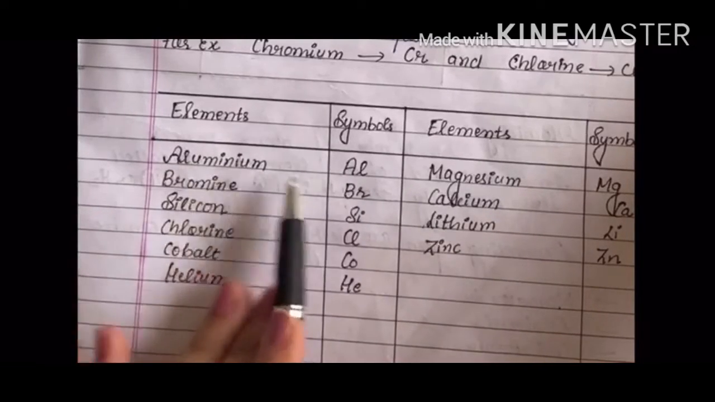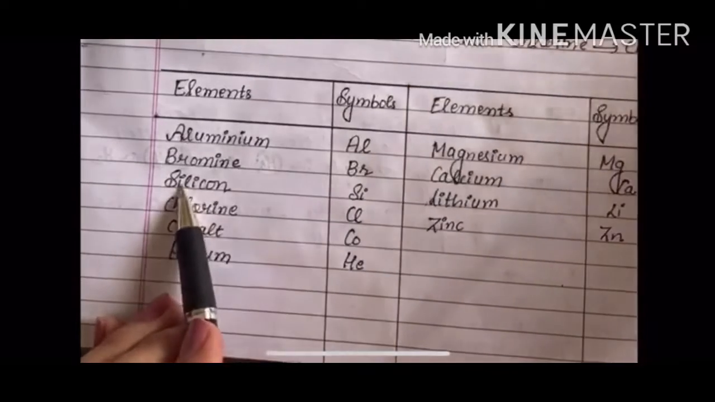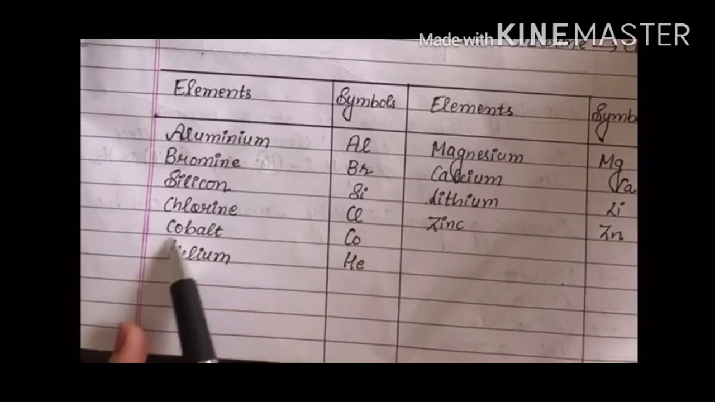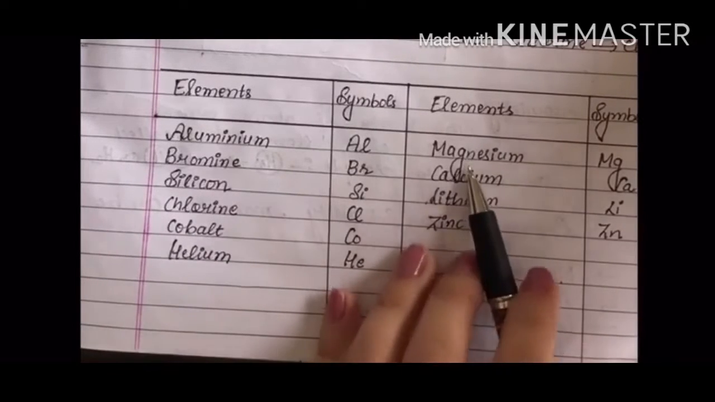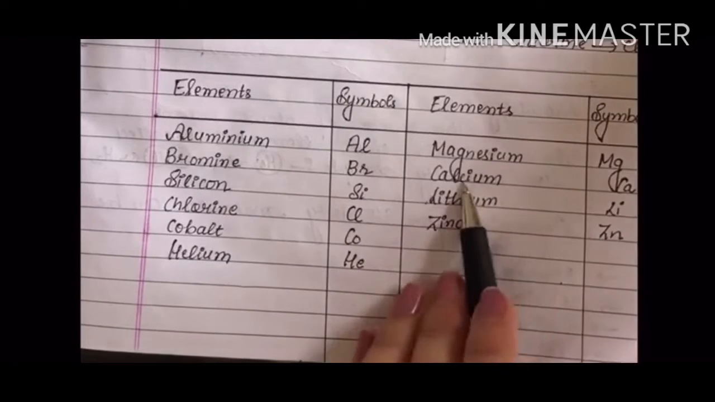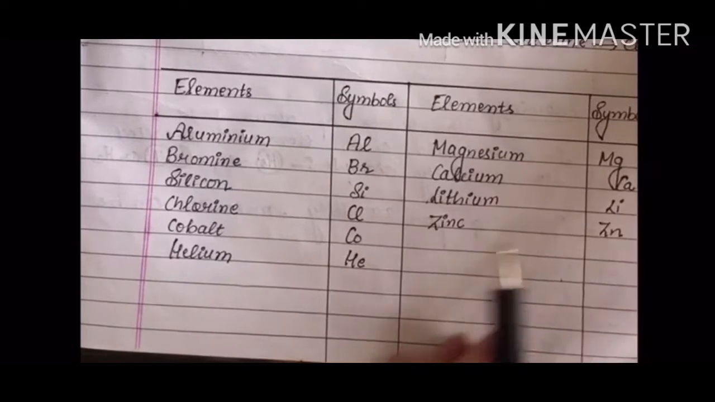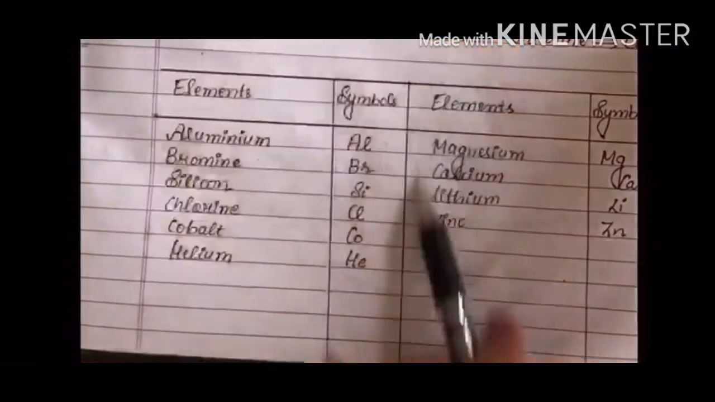For aluminium we use Al. For bromine we use Br. For silicon we use Si. For chlorine we use Cl. For cobalt, Co. For helium, He. For magnesium, Mg, calcium, Ca, for lithium, Li, and for zinc, Zn. You have to learn these tables.